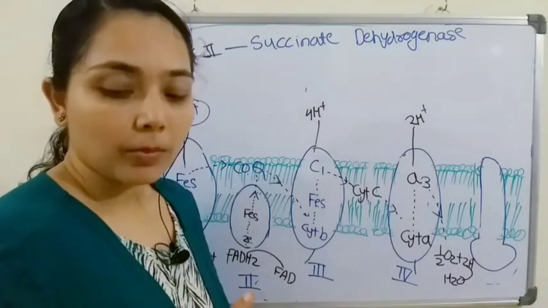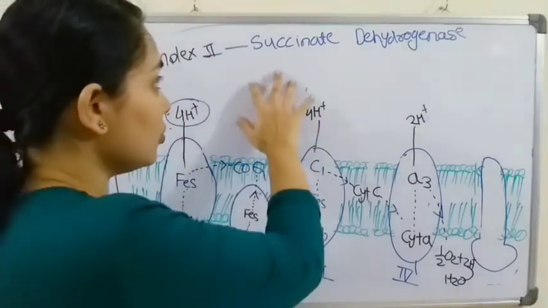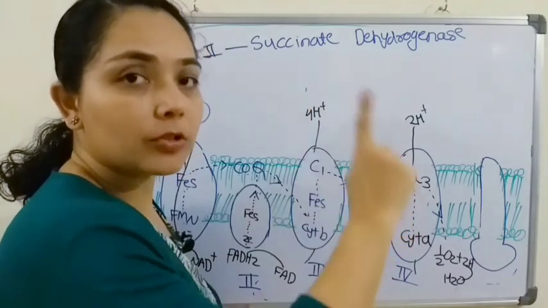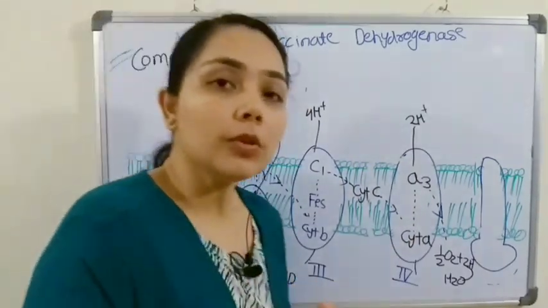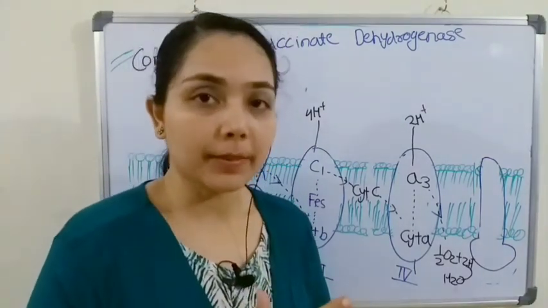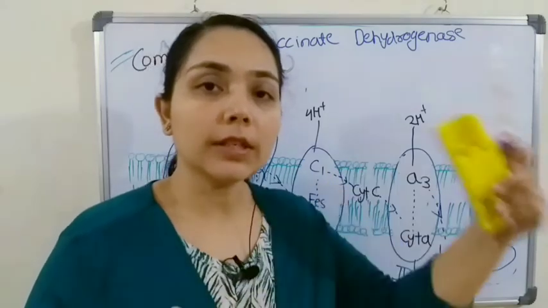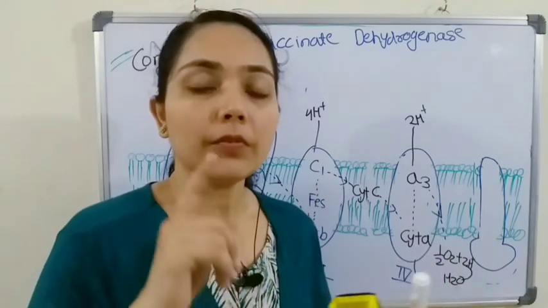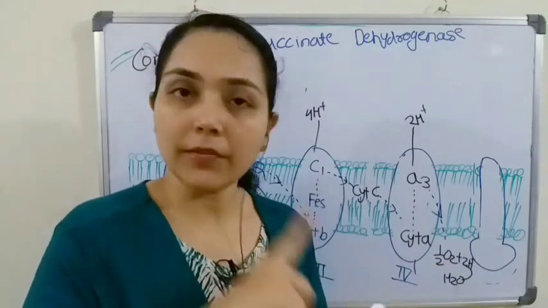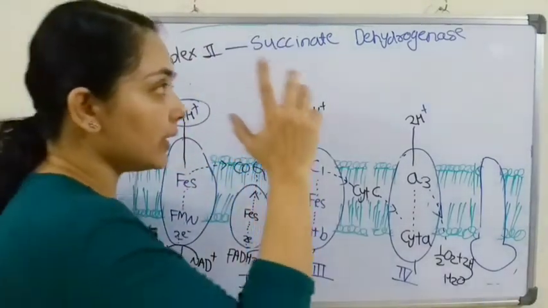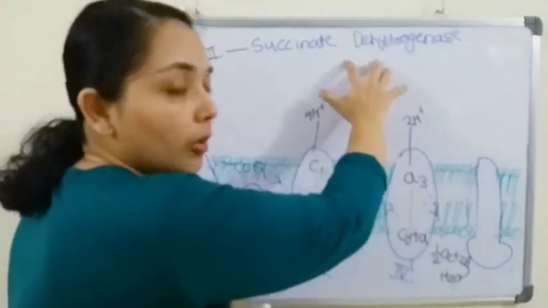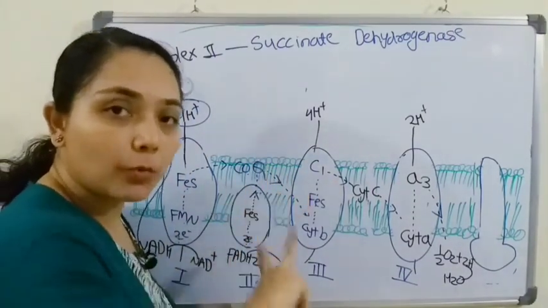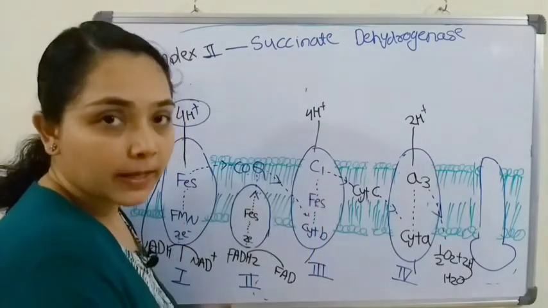So now let's talk about complex 2. The name of complex 2 is succinate dehydrogenase complex. Okay, if you remember the Krebs cycle, there was one step where succinate was converted into fumarate, and the enzyme present was succinate dehydrogenase, and there we were getting one FADH2. FAD was converted to FADH2. So this is actually the same enzyme of the Krebs cycle which is present here. So this enzyme complex shares both pathways, the electron transport chain as well as the Krebs cycle.